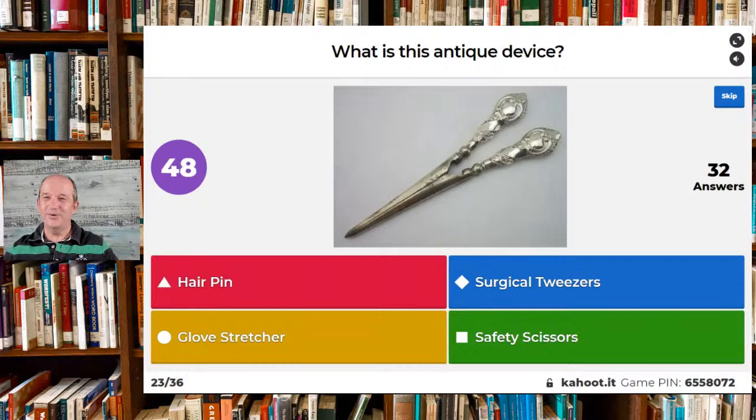So what would that be used for? Could it be a hairpin? Surgical tweezers, a glove stretcher, or safety scissors? What do you reckon? First you work this. Only 9 answers in, 22 seconds to go. Hairpin, tweezers, glove stretcher, safety scissors.